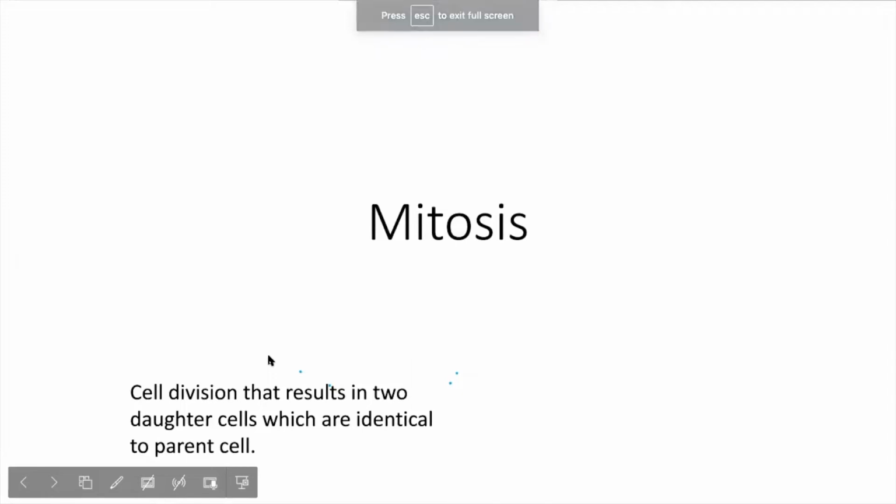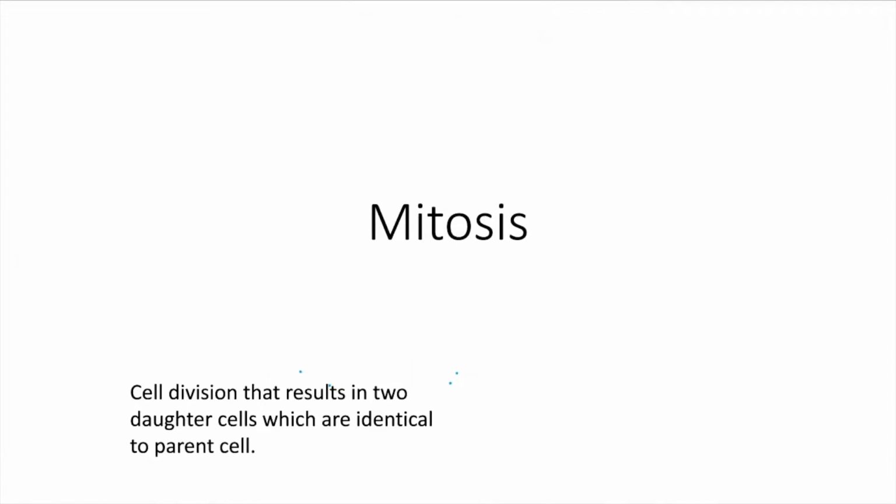So today we will talk about mitosis. And mitosis is essentially cell division that results in two daughter cells, which are identical to the parent cell. So there are six steps in mitosis.